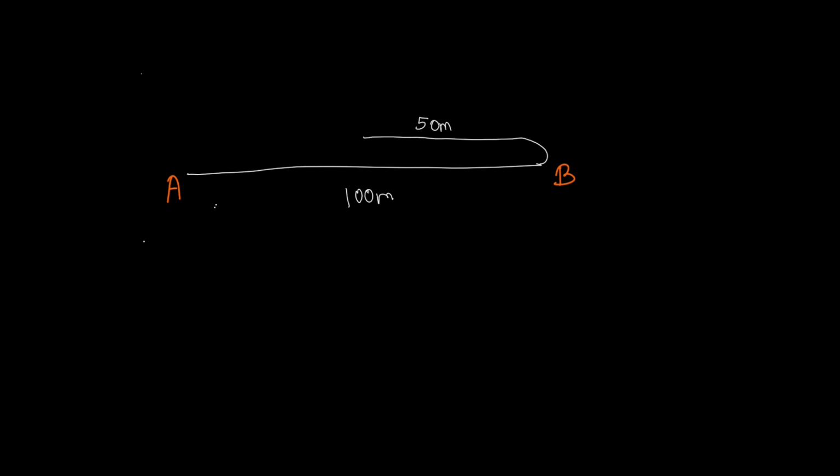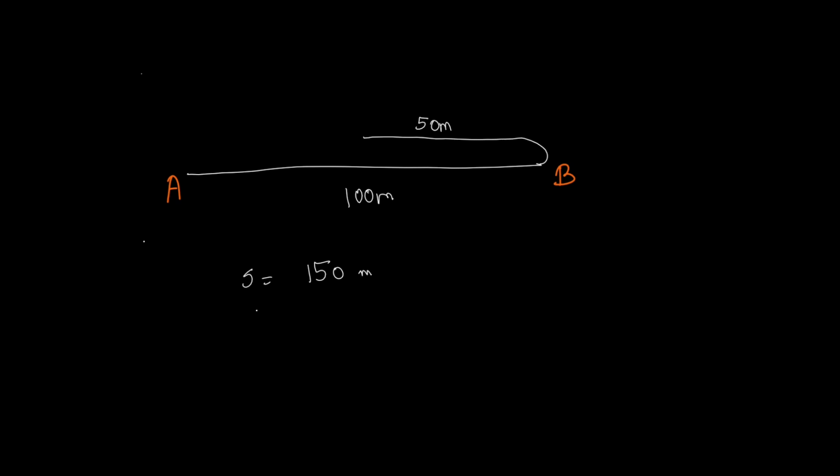Now if we are asked to find the distance, which is S, our total distance will be 100 plus 50, 150 meters. This is because the total length we covered was from A to B, which is 100, and from B to half of the path of A, which is 50 meters. So 100 plus 50 is 150.